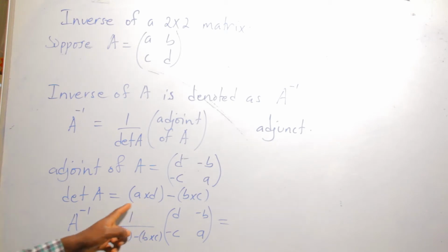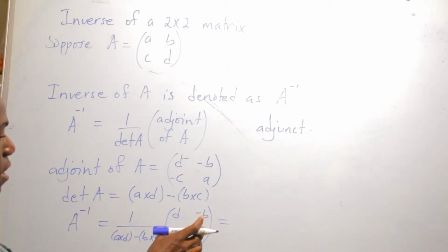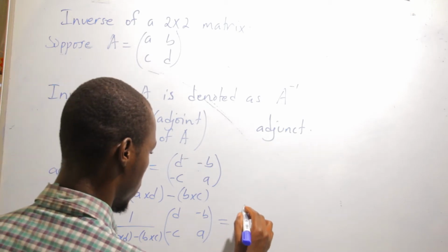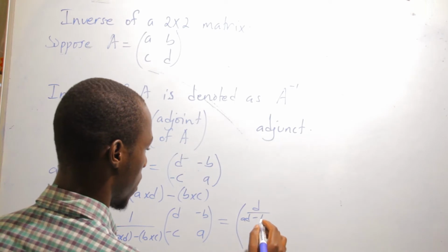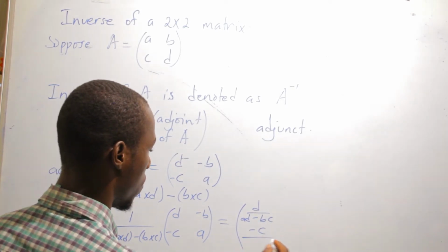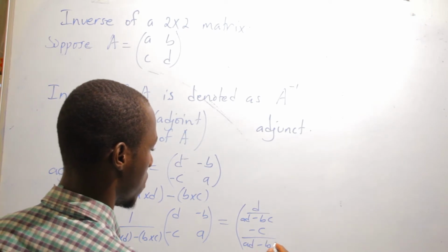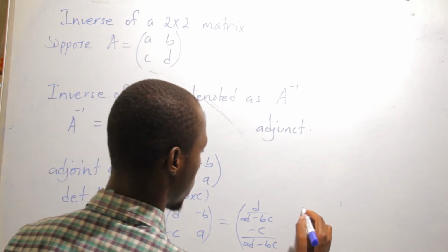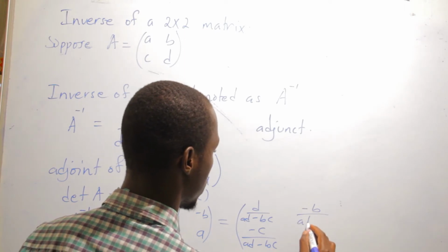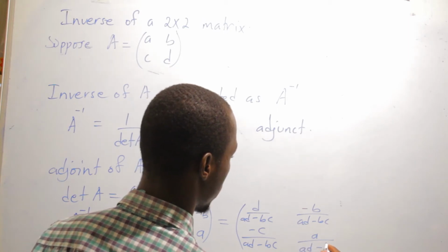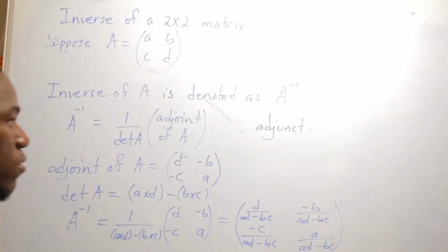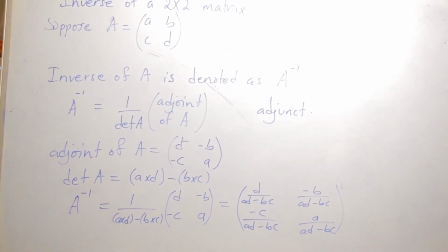Now, this value here becomes a scalar. We talked about scalars multiplying matrices. So this scalar will be multiplying whatever element is inside there. That is, when I multiply, we get D all over AD minus BC, then negative C all over AD minus BC, then negative B all over AD minus BC, then A all over AD minus BC. So let us go into more examples.